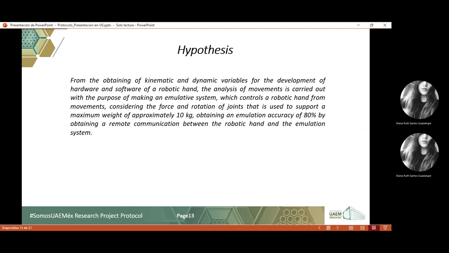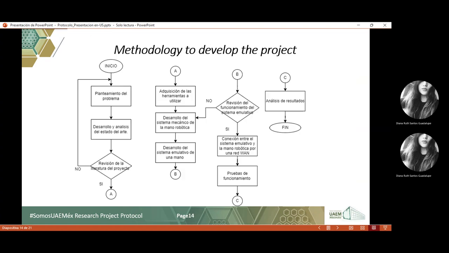Hypothesis. From the selection of kinematic and dynamic variables for the development of hardware and software of a robotic hand, the analysis of movements is carried out with the purpose of making an emulated system which controls a robotic hand from movements, considering the force and rotation of the hands, used to support a maximum weight of approximately 10 kg and an emulation accuracy of 18. We obtain a remote communication between the robot hand and the emulation system.